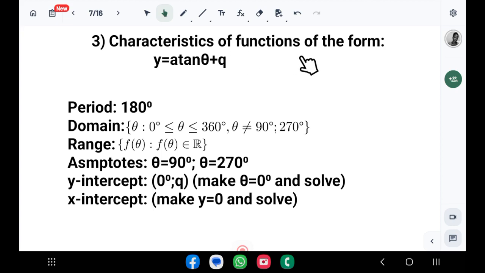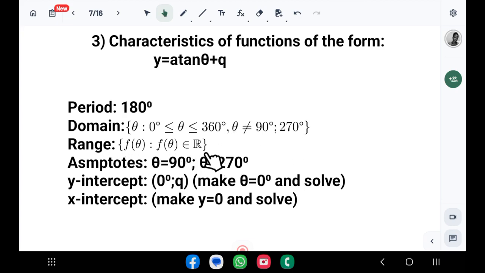Now let's look at characteristics of the functions of the form y = a tan theta + q. Your period is still 180 degrees. It takes 180 degrees for the tangent graph to reach all the milestones, go from beginning to completion within 180 degrees. Remember, it also includes your asymptotes on either side. The domain will be between 0 and 360 degrees, right? However, you have the points 90 degrees and 270 degrees where you have your asymptotes, not defined in the domain. So that excludes those 2 points.